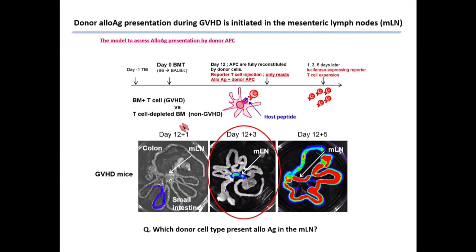What we found is that in GVHD mice, especially, the mesenteric lymph node has T cells starting expansion, and then a few days later, this T cell expansion spreads to the whole intestine and also other systemic organs. It means the donor antigen presentation during GVHD is initiated in the mesenteric lymph node.